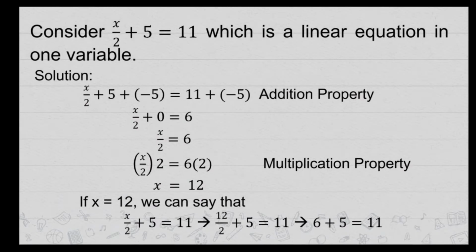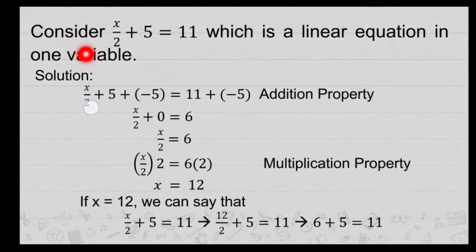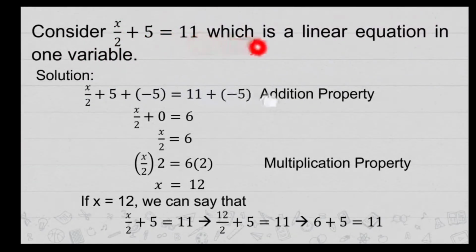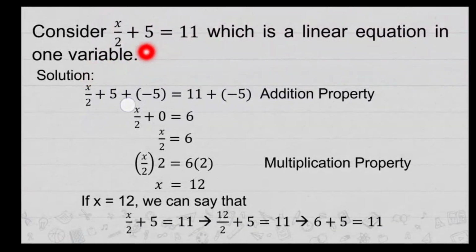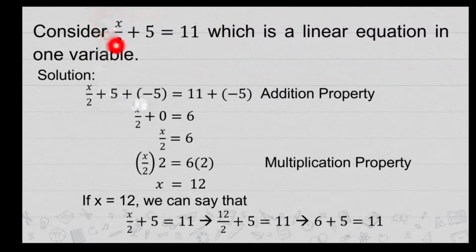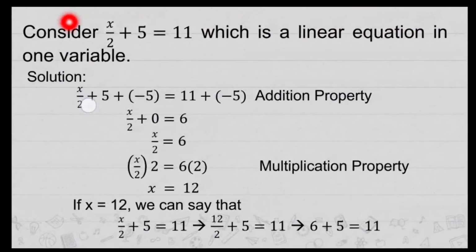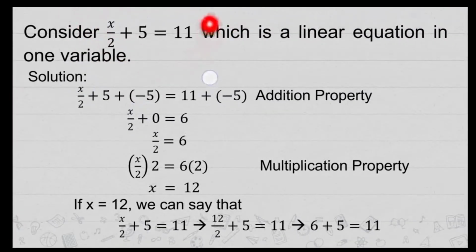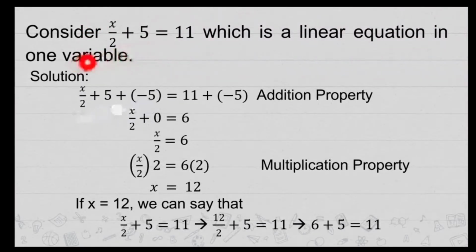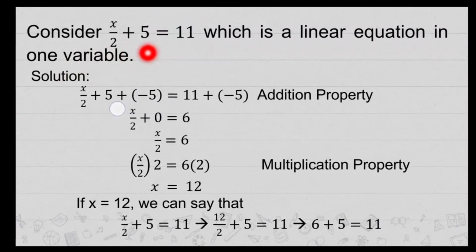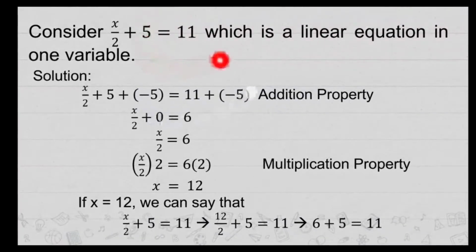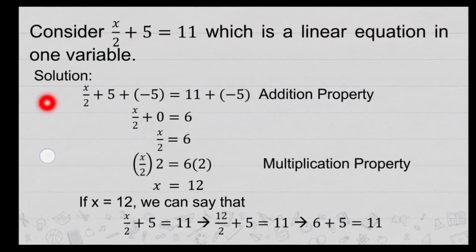So let's talk about this example. Consider x/2 + 5 = 11, which is a linear equation in one variable. How are we going to solve this? To solve this, we have to look for the value of x that will make this equation true. We've noticed that this equation is of the first degree, therefore it is called linear. And we have here an equal symbol, that is an equation. So, linear equation. Now let's have the solution.